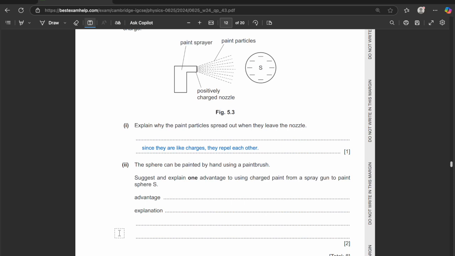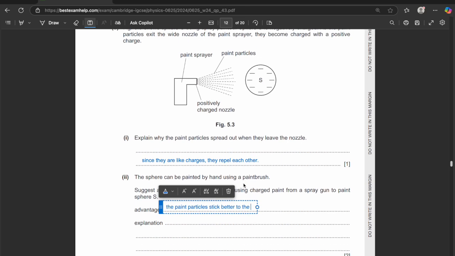2. The sphere can be painted by hand using a paintbrush. Suggest and explain one advantage of using charged paint from a spray gun to paint sphere S. It sticks better, right? Because they are unlike charges, they attract each other. So you can say that the paint particles stick better to the sphere.